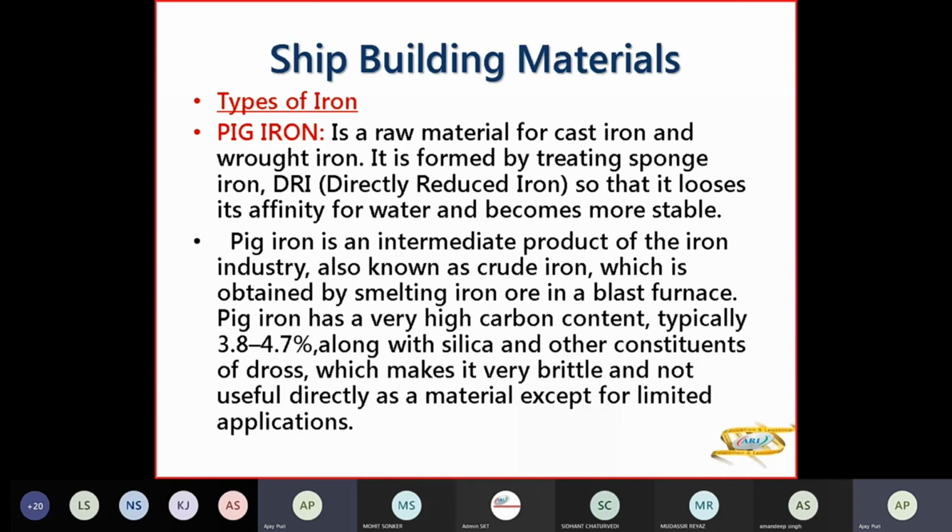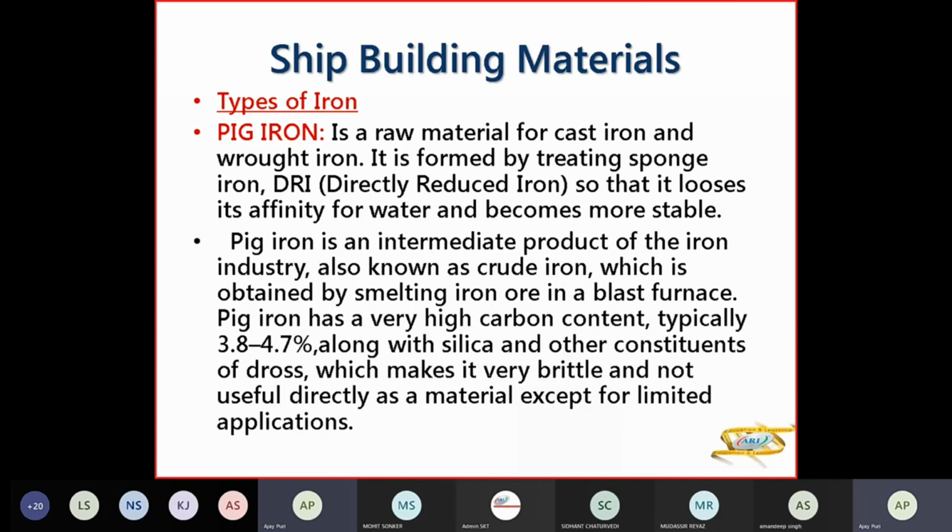So it is formed by treating sponge iron and DRI. ये DRI होता है, ये किसी ने कैरी किया DRI? Anybody has carried DRI? तो DRI basically has got affinity to water और explode कर सकता है, आग लग सकती है इसमें. तो उसको treat करते हैं with sponge iron so that it loses affinity to water and becomes more stable, because this has got lot of affinity to water, इन moisture से react कर जाता है DRI. So pig iron क्या है, intermediate product of iron industry.